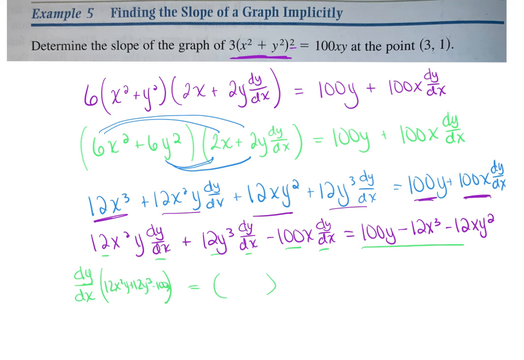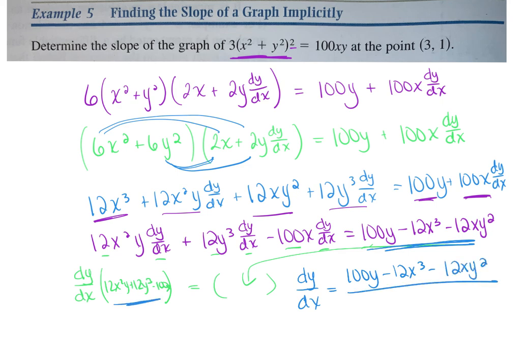And over here, I have this big old guy. I'm not going to rewrite it, okay? But you see, you've just factored out. Once you factor, you can divide by the whole group. So my dy dx is going to look like this. It's going to be this group, 100y minus 12x cubed minus 12xy squared, all over this group, what was left over, the 12x squared y plus the 12y cubed minus the 100x.